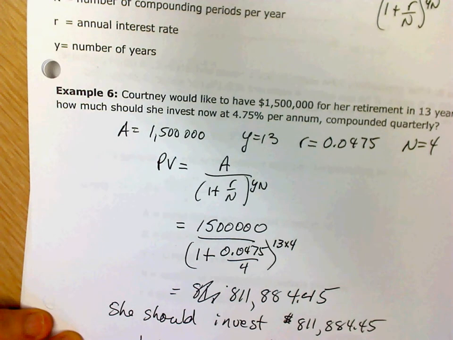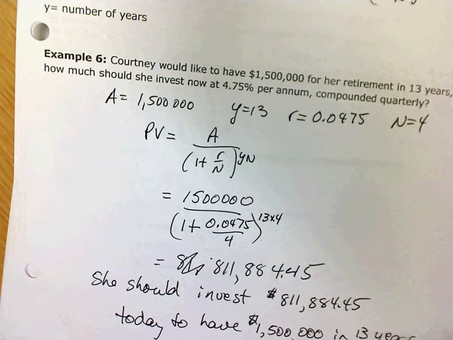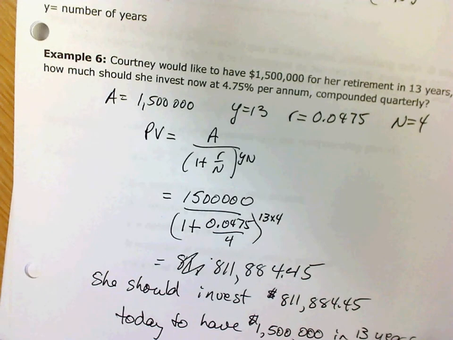Basically, yeah. It's exactly the same thing. It's just given a new symbol. Instead of P, we call it PV.